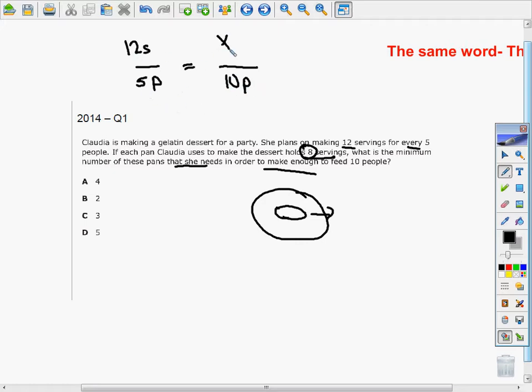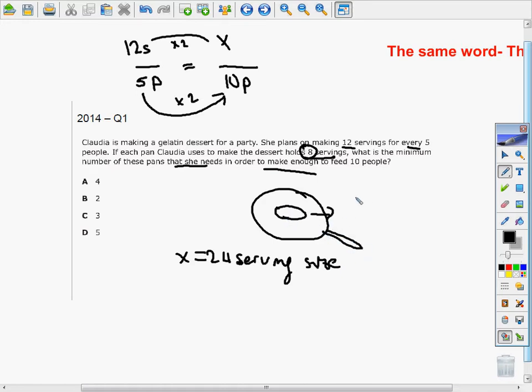So basically 5 goes into 10 2 times. So whatever we do at the bottom, we have to do at the top. So it's going to be 24. What we need is a total of 24 servings. And we know each pan takes 8 servings. So how many times do we need to use it? 8 goes into 24 how many times? It will be 3, which is our answer.